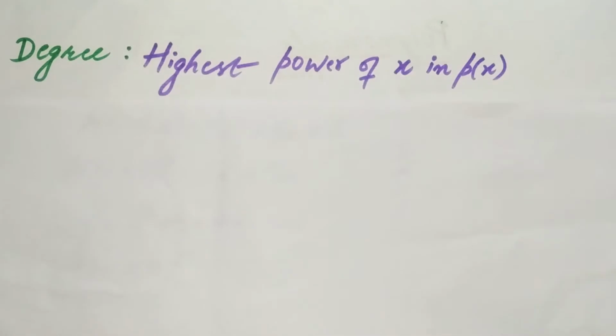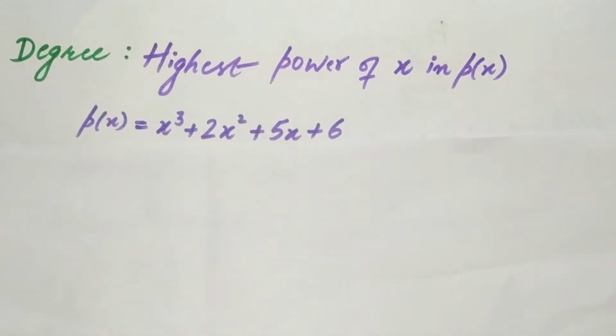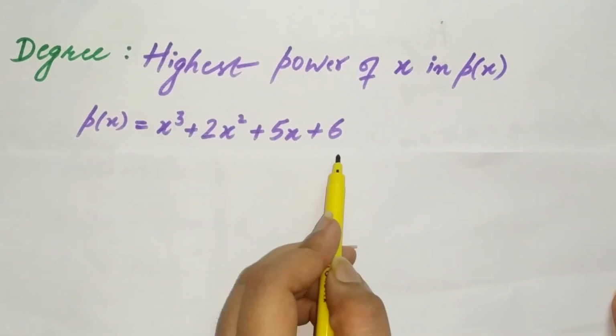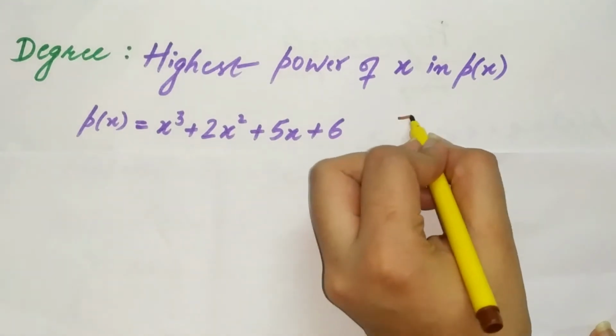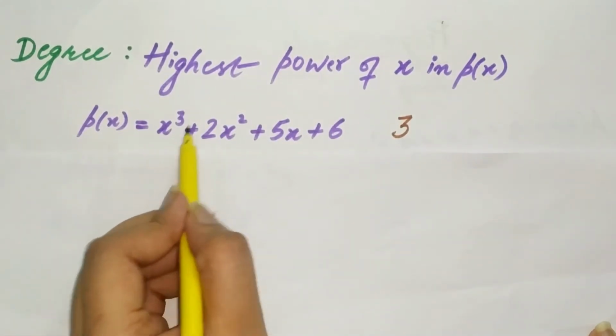Let's understand an important concept of polynomial, that is degree. Degree of a polynomial is the highest power of x in p(x). For example, it is a polynomial. Degree of p(x) is 3 since the highest power of x is 3.